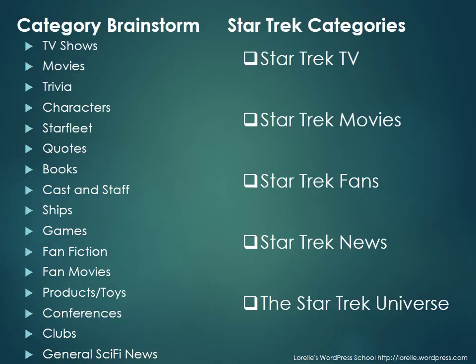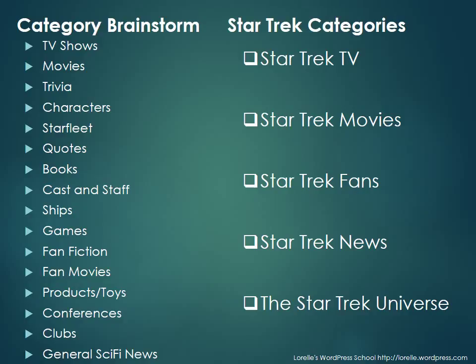Here's my category list. Star Trek TV, Star Trek movies, Star Trek fans, Star Trek news, the Star Trek universe. Now you notice I put Star Trek in front of each one because I'm being really specific. If I was just writing about TV, movies, fans, and news and universe, you'd have no idea what I was talking about. Now it seems a little excessive, but I'm being very specific here. So as you choose your names for your categories, try to put them in context. And by saying Star Trek TV, Star Trek movies, I'm putting it in context.